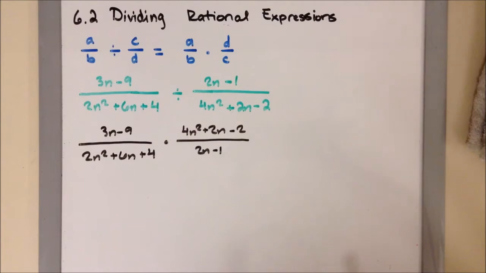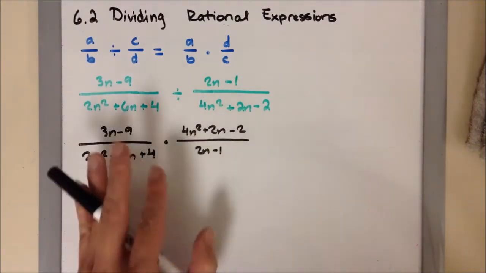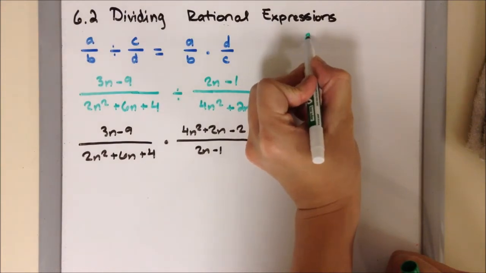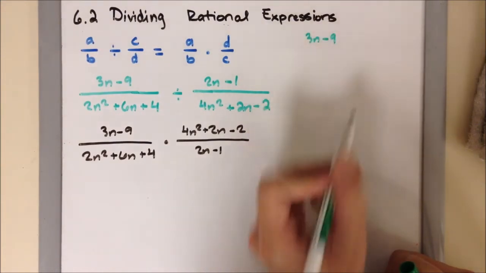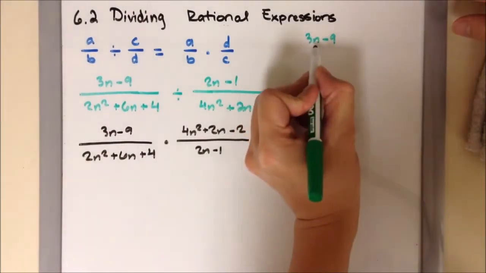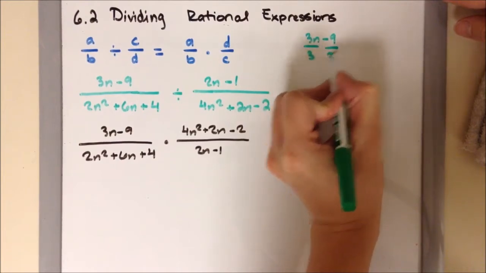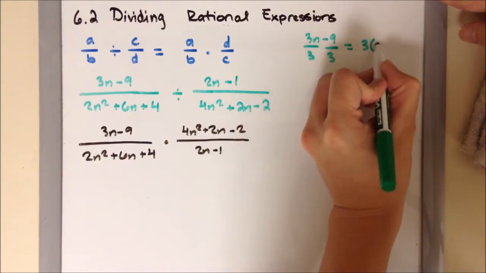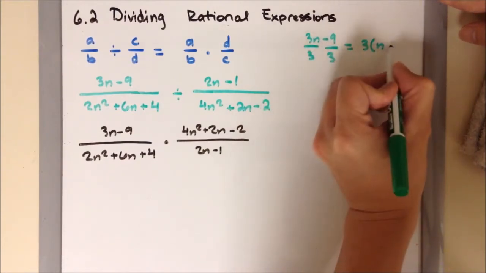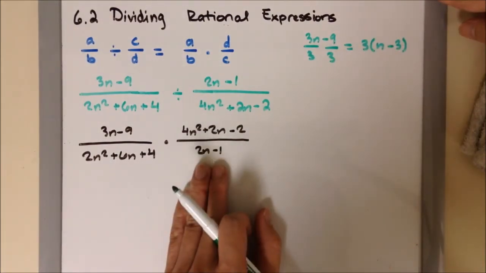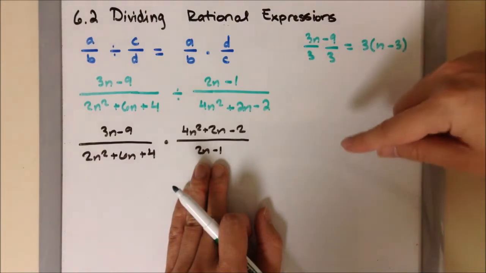What I'm going to do is factor each part that I see here. My 3n minus 9, I can factor by GCF because 3n and negative 9 are both divisible by 3. So it's 3 times the quantity n minus 3: 3n divided by 3 is n, and negative 9 divided by 3 is minus 3. If I look at the 2n minus 1, nothing in common, so I leave it alone.